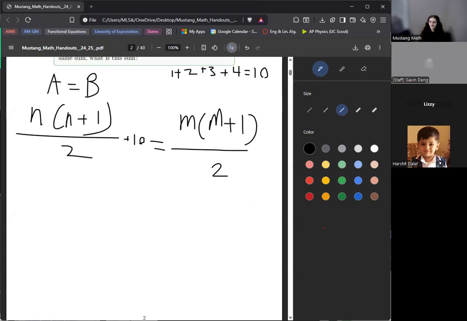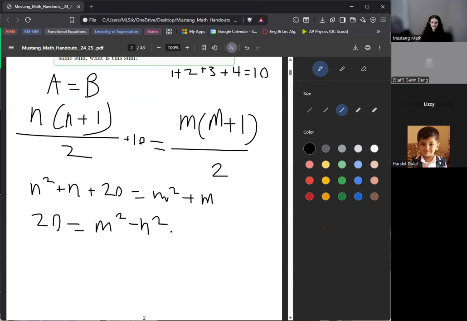So yeah, and then from there, you're absolutely on the right track. If we simplify all this by multiplying by 2, we end up getting n squared plus n plus 20 is equal to m squared plus m, and then all of a sudden this becomes a lot easier to deal with because we end up getting 20 is equal to m squared minus n squared plus m minus n.